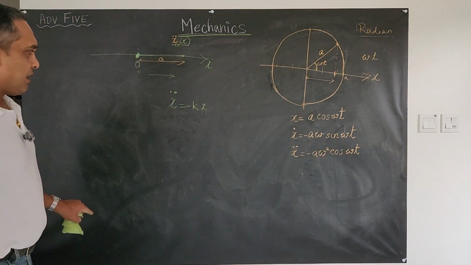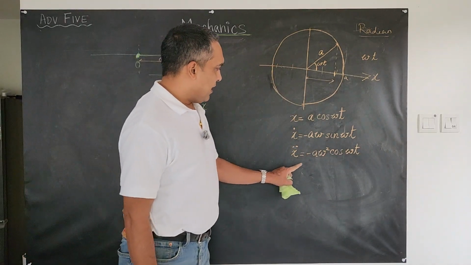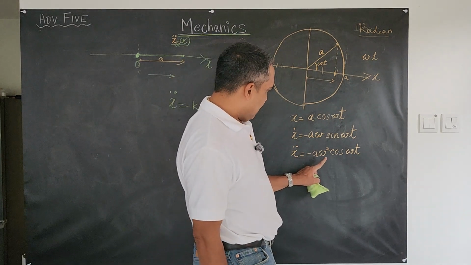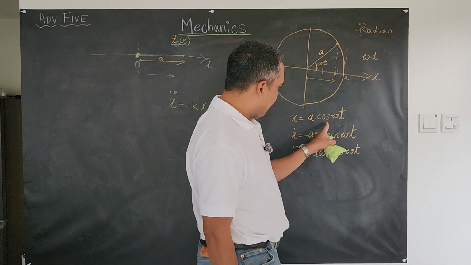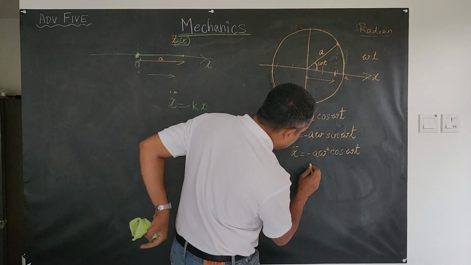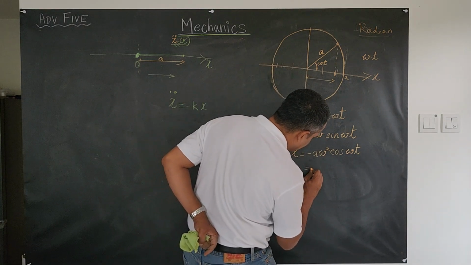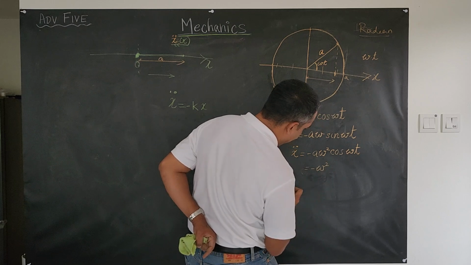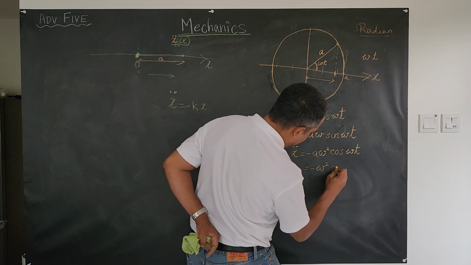Now, I want to take a closer look at this. Negative A omega squared cosine omega t. Look at that. I think I can write this now pretty conveniently as negative omega squared x.